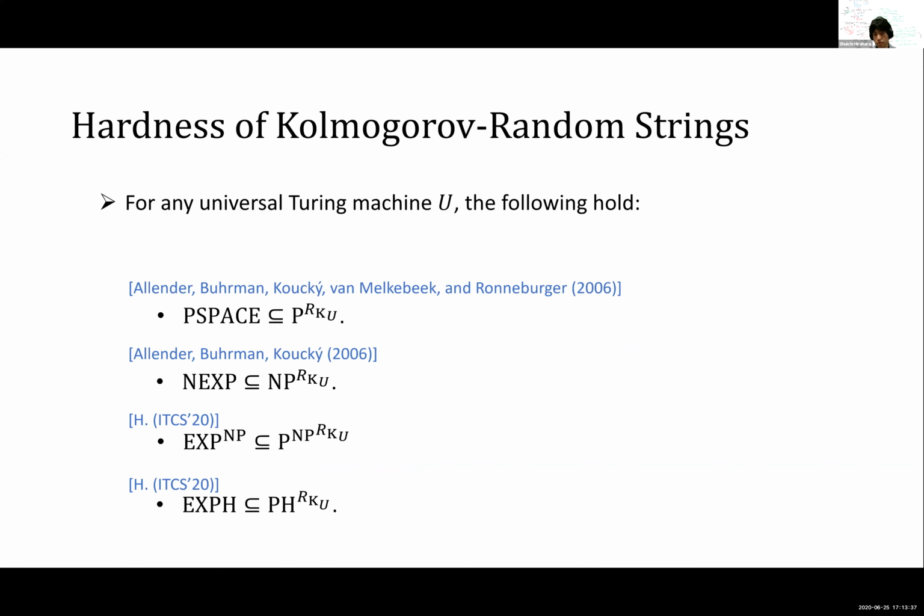By using this relationship, there have been several hardness results for Kolmogorov random strings. Specifically, if you take any universal Turing machine, we can show that PSPACE is reducible to the set of random strings. Similarly, NEXP is reducible to the set of random strings by using NP Turing reductions and so forth.